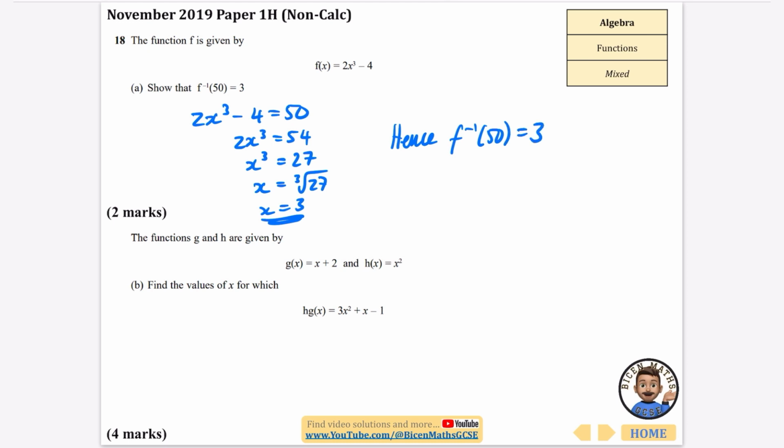Okay, the functions g and h are given by this thing here. Find the values of x for which h of g of x is equal to 3x squared plus x minus 1.